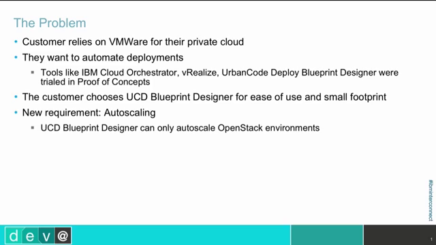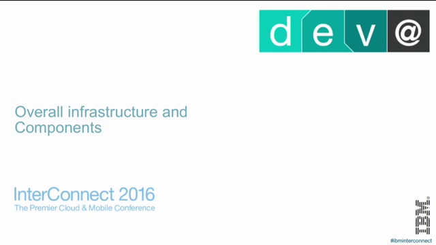Then they came to us and said, oh, and by the way, we also want you to make everything auto-scaling. So we kind of scratched our heads a little bit because Urban Code Deploy Blueprint Designer does not do auto-scaling natively with VMware. It relies on Heat and Ceilometer, so it needs an OpenStack environment to auto-scale.